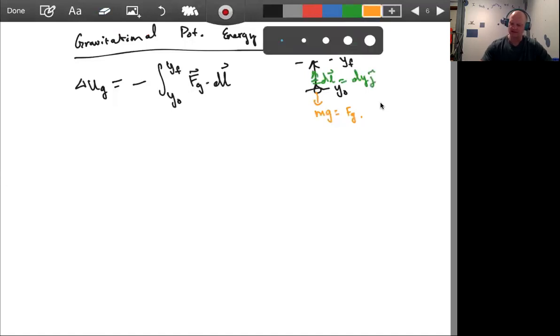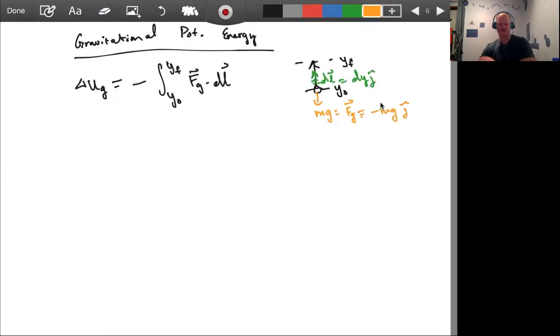So in this case, I can rewrite dl as simply dy in the y hat direction. My force, if I write it in unit vector notation, is going to be negative mg in the y hat direction, the j hat direction, since it's pointing downward. Now, if I dot these two together, what that does is give me this negative sign. So my negative sign is going to cancel this negative sign. So this will be equal to the integral from the initial position to the final position of mg dy.